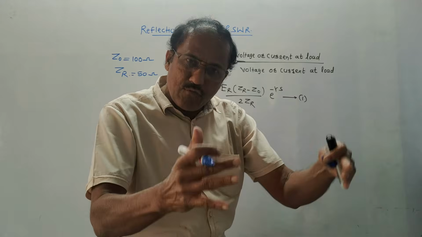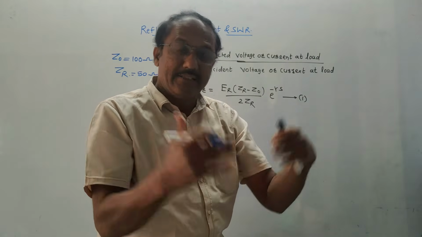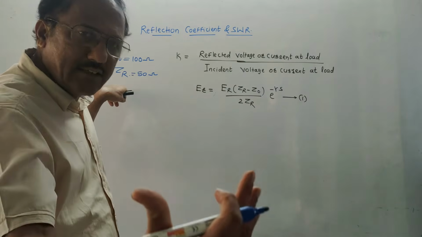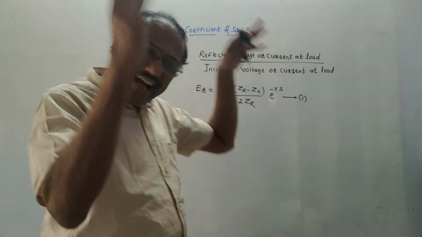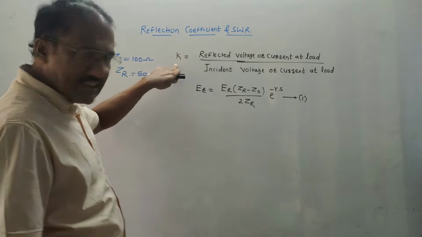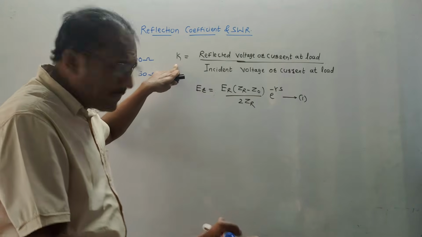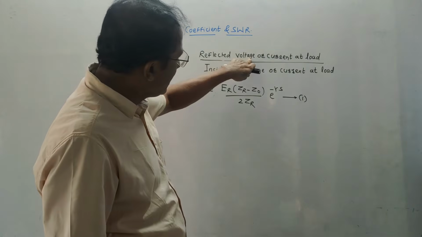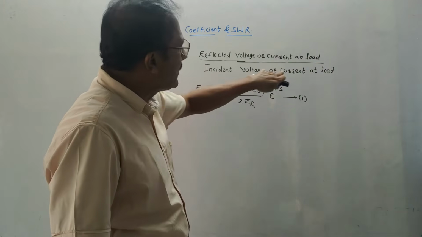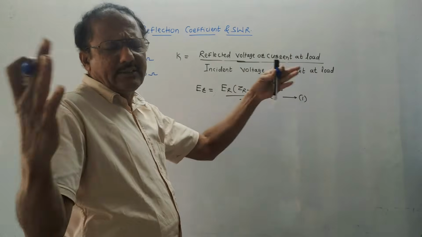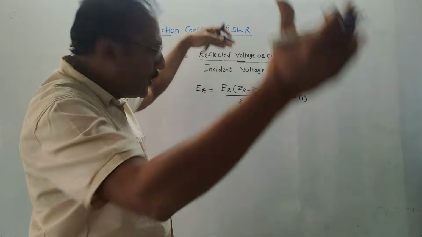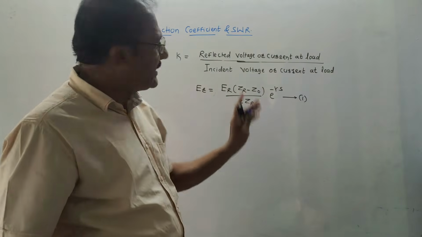The amount of wave which is getting reflected back, this is happening because we are not connecting Z0, we are connecting some other impedance, that is ZR. So that amount is measured in terms of reflection coefficient. Notation is K. Definition is pretty simple. It is the ratio of reflected voltage or current at the load or receiver to the incident voltage or current at the load. In simplified language, it is the ratio of reflected voltage or current at the receiving end to incident voltage or current at the receiving end.